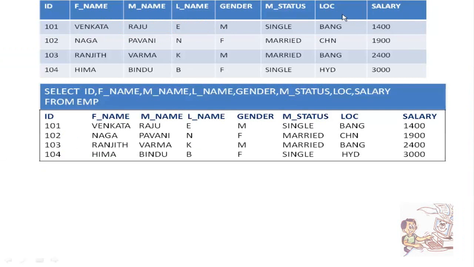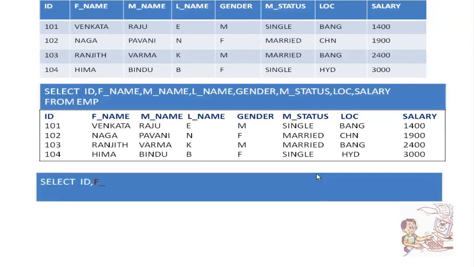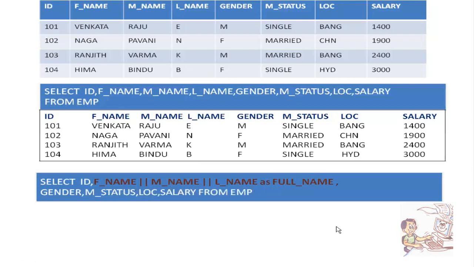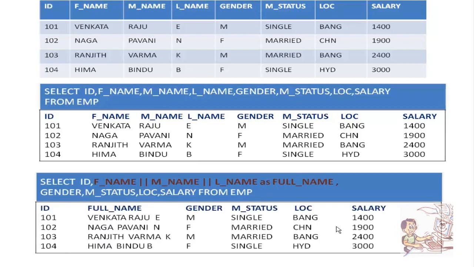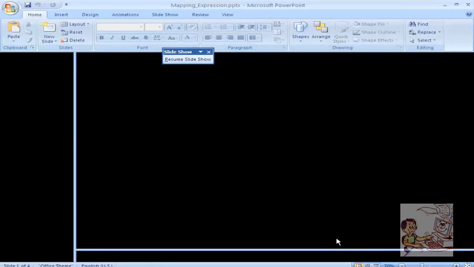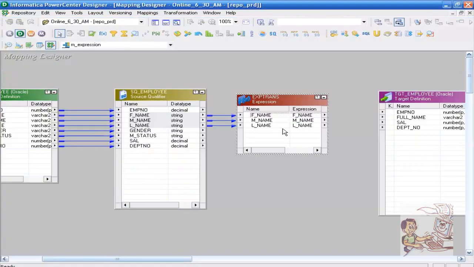Just I am writing all the columns. Just select star from EMP, it will display 4 columns, 4 records. If it is database, I can write this type of queries directly. The same way, using Informatica, I am trying to write first name concatenation, middle name concatenation, last name as full name columns. So for this purpose, I am using an expression transformation here.